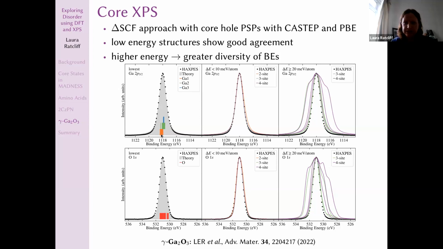If we also look at the details of the core binding energy, so this is for the lowest energy 3-site structure, you can see we still get quite a spread both in the oxygen binding energies and the gallium ones. And what's happening when we go to these higher energy structures is we have a greater diversity of binding energies, which is probably coming from the fact that we have a greater diversity of environments. So this is telling us that some of the environments that we see in the randomly selected high energy structures are leading to core binding energies which are not showing up in the experiment. And that's confirming that those environments are not particularly realistic and are not present in our actual gallium oxide sample.